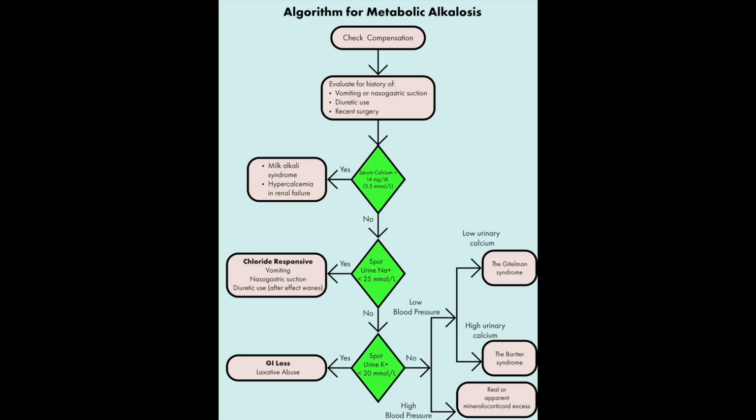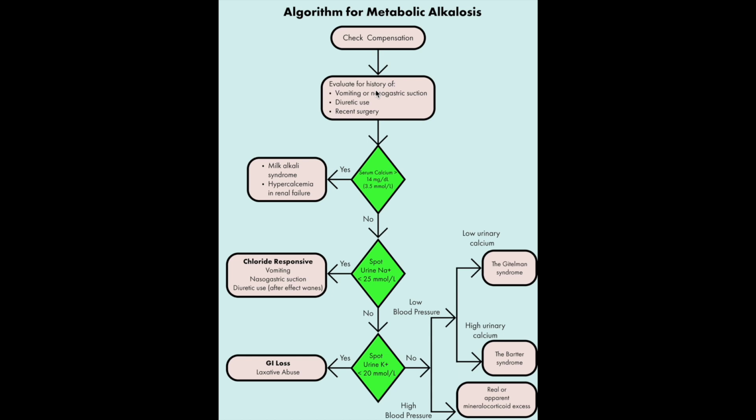So this is a flowchart which helps us in summarizing and managing alkalosis. Once there is alkalosis, check the compensation, take a proper history, rule out GI losses, diuretic usage, and surgery. If you find any specific cause, obviously you have to treat like that. If you don't find anything, then check the calcium levels. If they are high, treat it as a hypercalcemia, milk alkali, or hypercalcemia of the renal failure, or even malignancy.